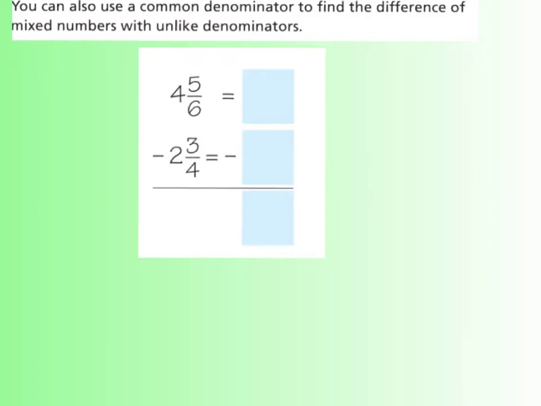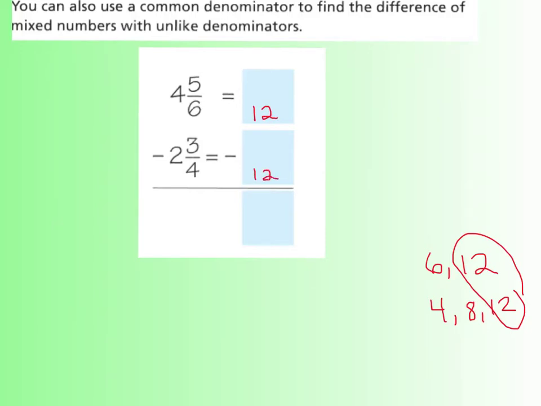Now I can see that I have a 6 and a 4 as my denominators. So let's go ahead and make them the same. So we have to list our multiples for 6. I have 6, 12. I'm going to stop right there because I know my multiples of 4 are 4, 8, 12. So my least common multiple is 12. So let's go ahead and put 12 right here. So in your notes, will you please do the same thing?